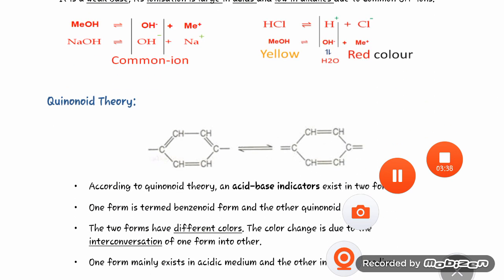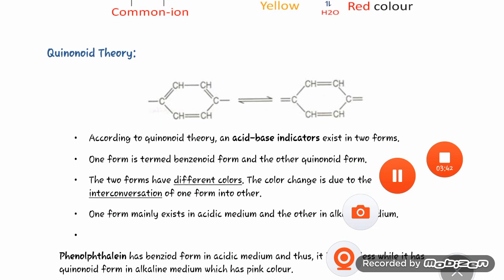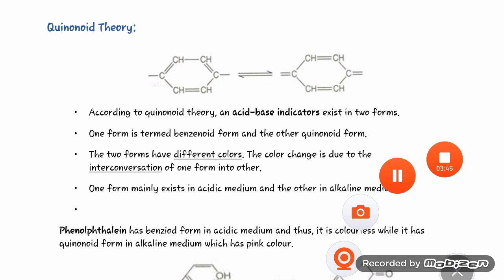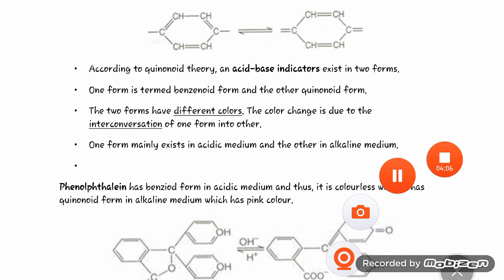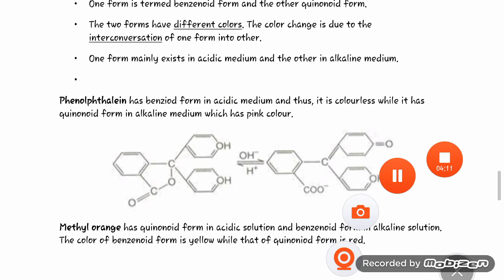Next is the quinoid theory. According to the quinoid theory, an acid-base indicator exists in two forms. One form is termed the benzenoid form and the other is the quinoid form. The two forms have different colors. The color changes due to the conversion of one form into the other. One form mainly exists in acidic medium and the other in alkaline medium.